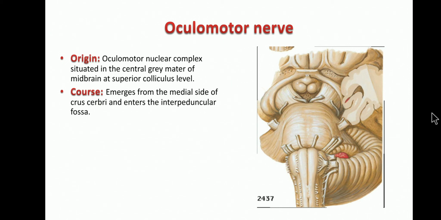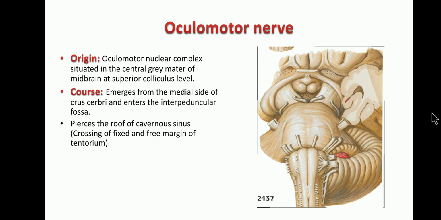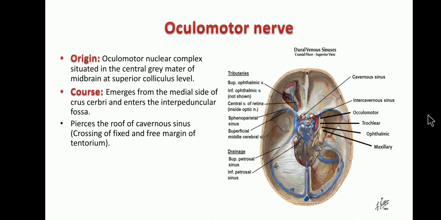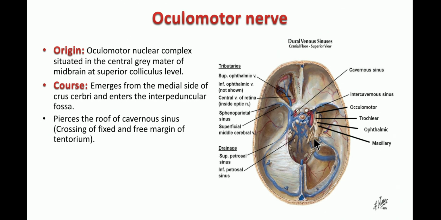Okay. So now coming to the oculomotor nerve course, after emerging from the interpeduncular fossa, it is seen piercing the roof of the cavernous sinus. So where the tentorium cerebelli, the fixed border and the free border, cross, at that point the oculomotor nerve will pierce the roof of the cavernous sinus, and then it travels over the lateral wall of the cavernous sinus.